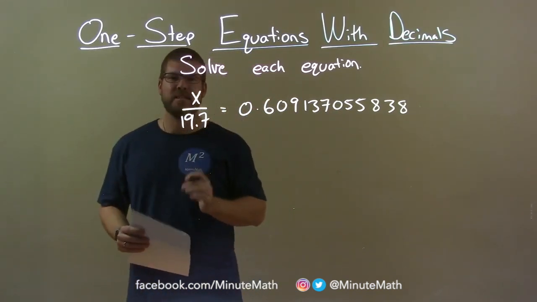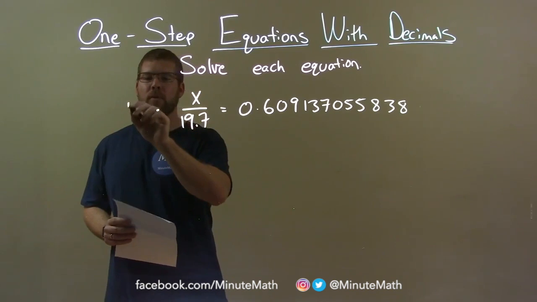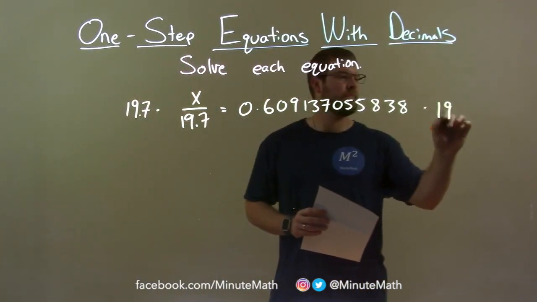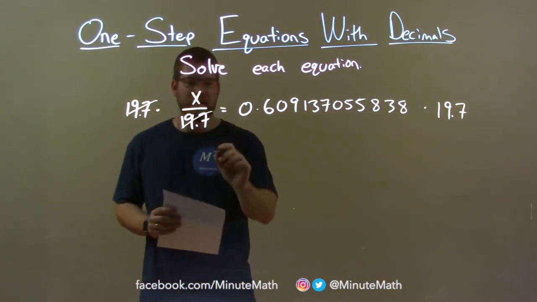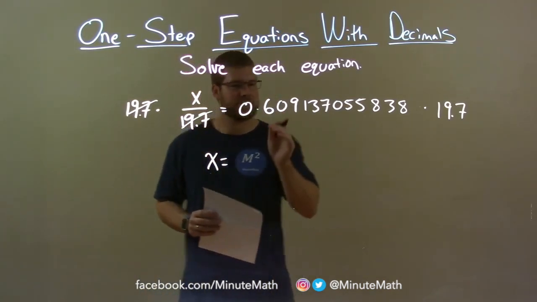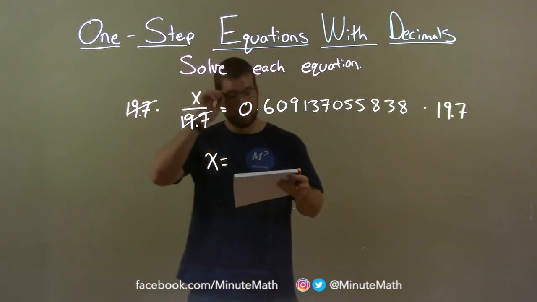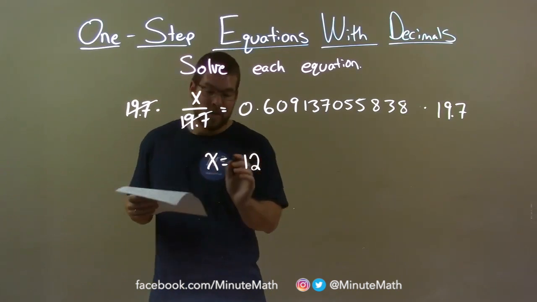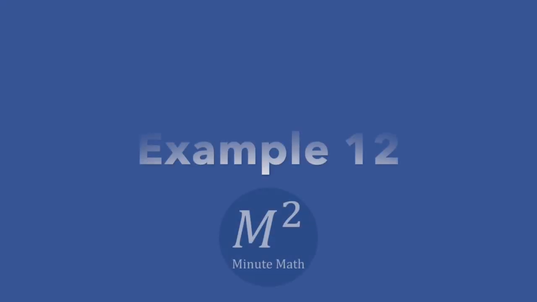I'm dividing by 19.7. Opposite of division is multiplication. So if I multiply both sides by 19.7, I will eliminate the 19.7s on the left, giving me x by itself. On the right, 0.6091370553838 times 19.7 comes out to be 12. And that's it. Our final answer here is just x equals 12.